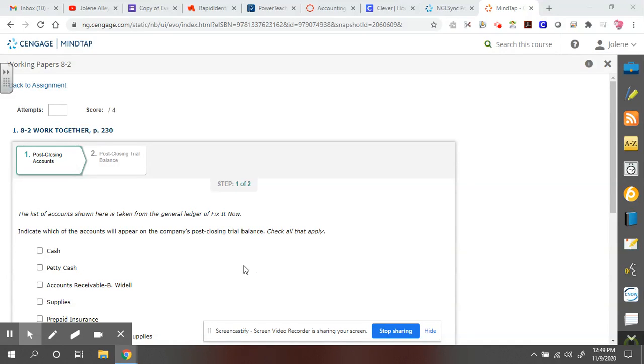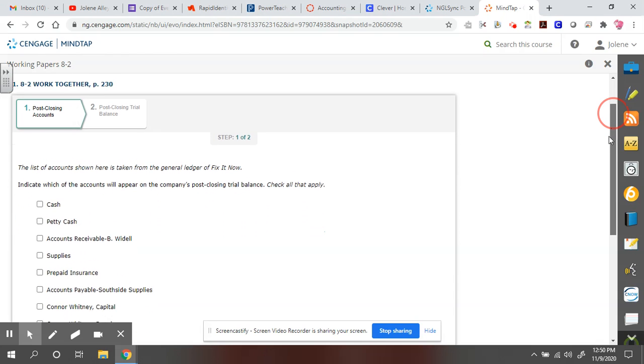Hello, Accounting 1. Okay, we are in 8-2 in the textbook, and we are learning how to make a post-closing trial balance. The first thing, this is page 230 in the book. Page 230 shows you right here, 8-2, work together. And this won't take long.